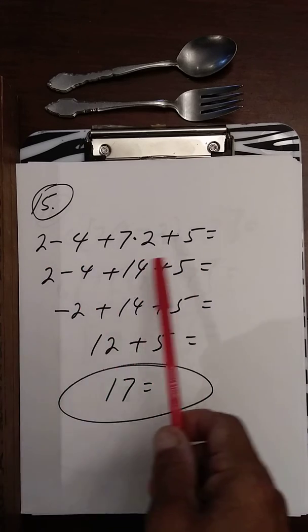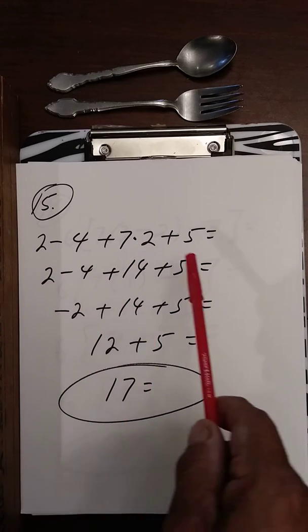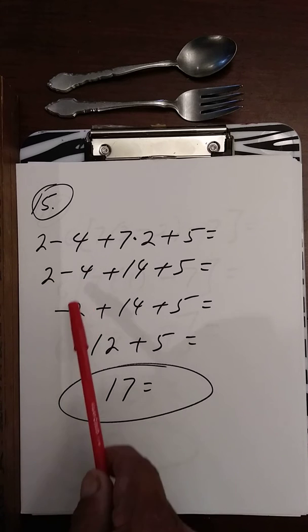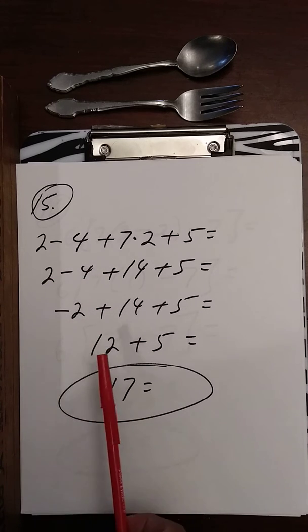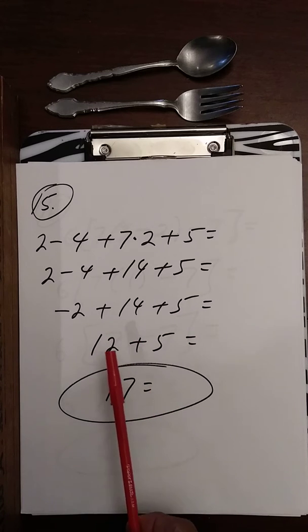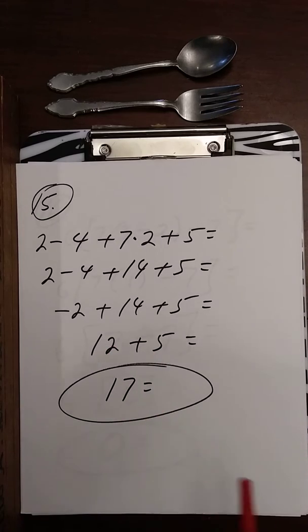Another order of operations. So let's go ahead and do the multiplication first. 7 times 2 is 14. Bring everything else down. So, 2 minus 4 is -2. And bring everything else down. So now we have 12 plus 5 is 17, and we're done.